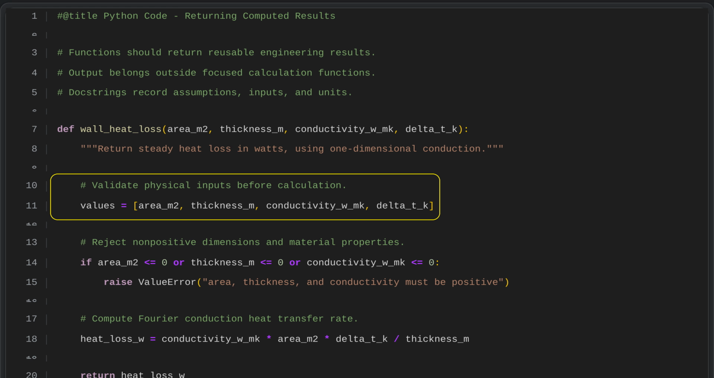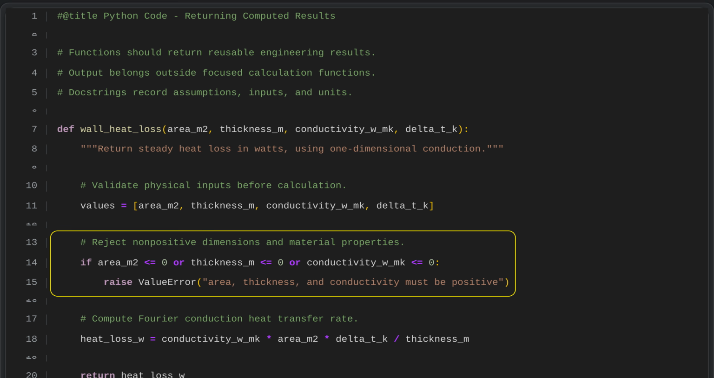The code first gathers the key inputs for the heat loss calculation: wall area, wall thickness, thermal conductivity, and temperature difference. Grouping these values makes it easier to check that each required input is present and valid before performing the calculation. The code validates that area, thickness, and conductivity are all positive before continuing. If any value is 0 or negative, it raises an error to prevent invalid or physically meaningless calculations.